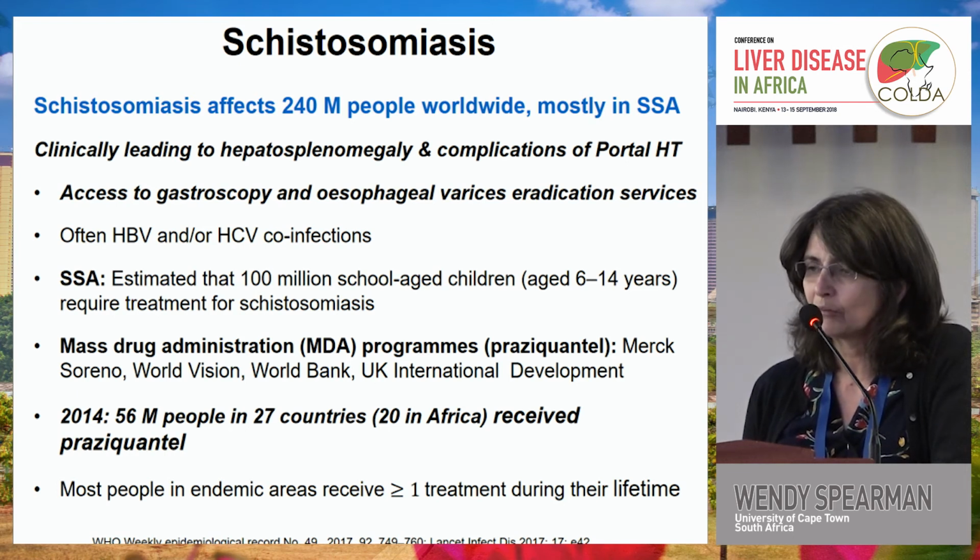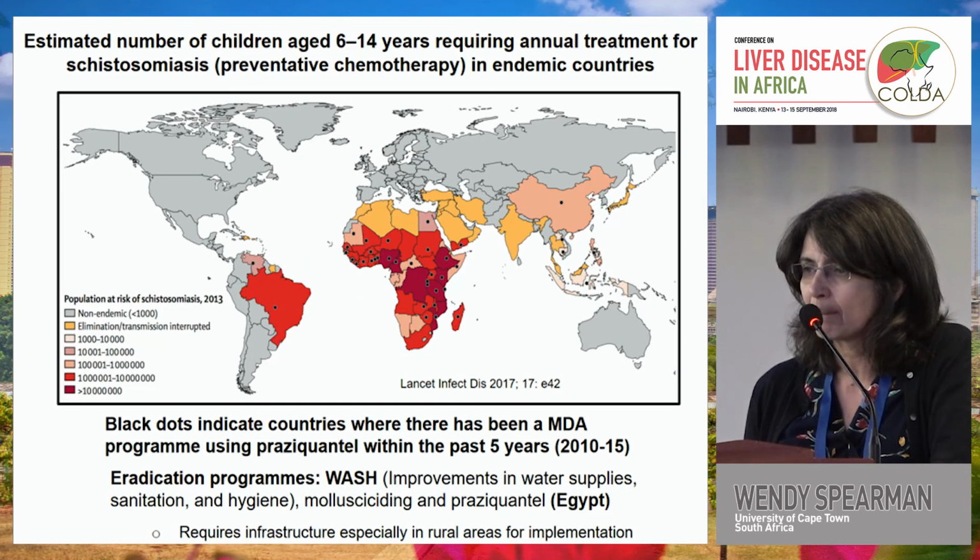Fortunately, with the introduction of mass drug administration programs with praziquantel funded by pharma and international aid groups, now 56 million in 27 countries are receiving praziquantel, and most people in endemic areas will fortunately receive more than one treatment during their lifetime. If we look at this map, we see the burden of schistosomiasis in Africa. The black dots indicate countries where mass drug administration programs have been implemented.